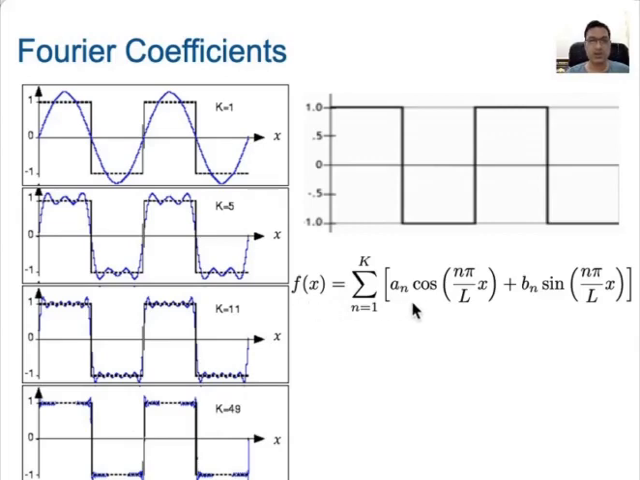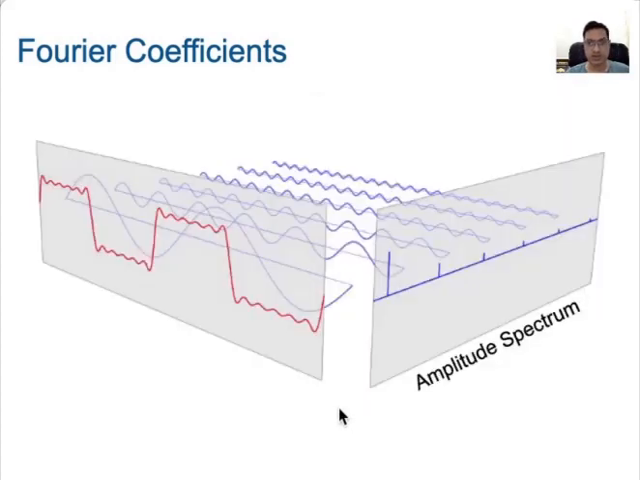So here is a proof that indeed any periodic function can be represented in terms of the Fourier series. The only question is what value of k you need to choose so that you can represent this in a satisfactory way. Okay, and in this particular case it turns out that your a0 is 0.